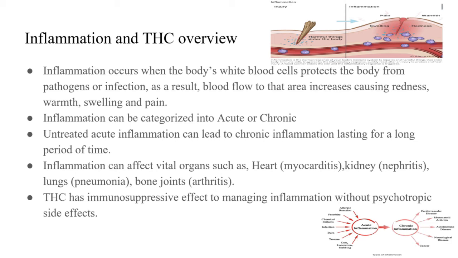Inflammation can affect vital organs such as the heart, leading to myocarditis. In the kidney, it can result in nephritis. In the lungs, it can cause pneumonia, and in our joints, it can cause arthritis. THC has an immunosuppressive effect to manage inflammation without any psychotropic effect.